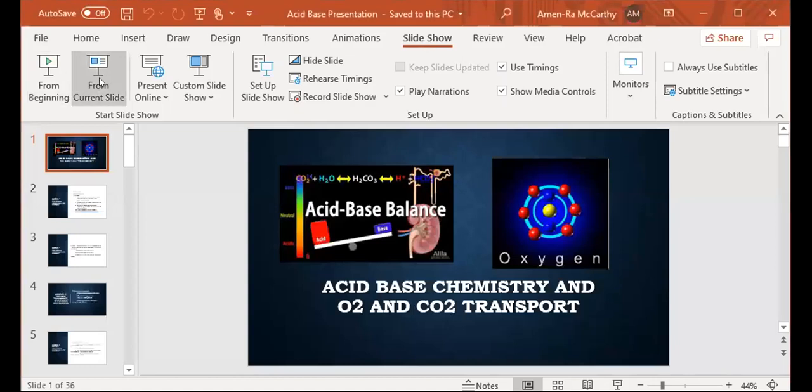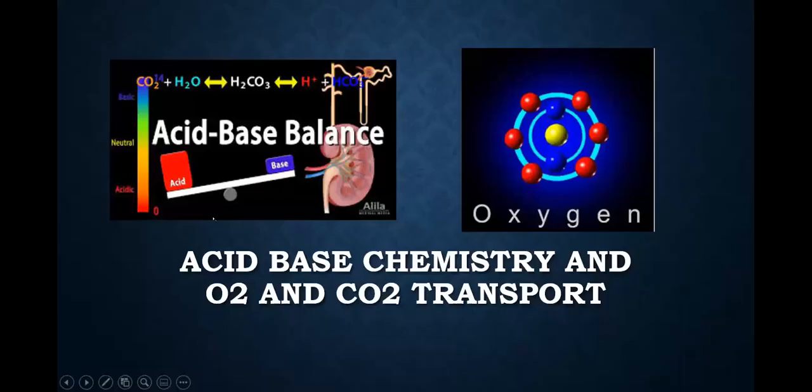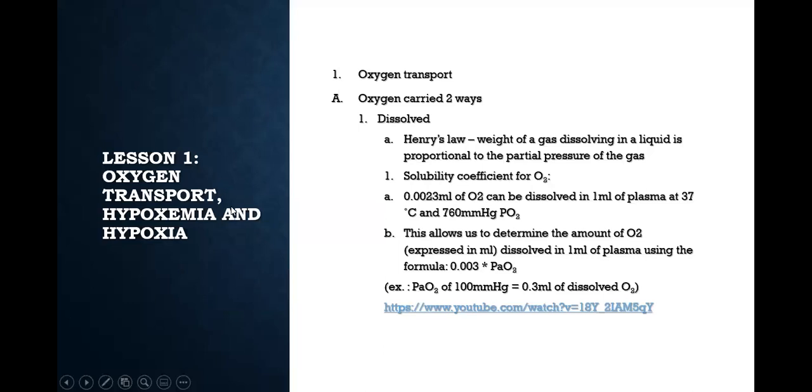Let's continue on with what we left off, acid-base chemistry. Slideshow. All right. We talked about oxygen is carried two ways, either dissolved in the plasma or carried on the hemoglobin.